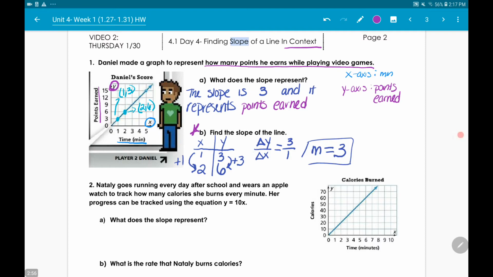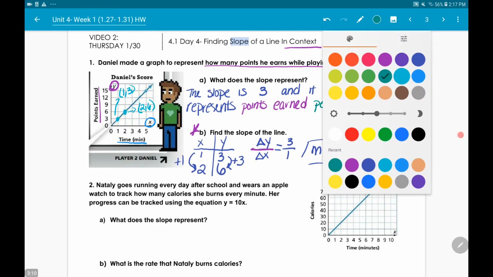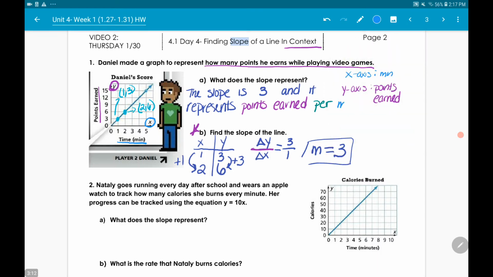Now it's dividing by x. So we're going to say points earned. We're going to add one little keyword here: per or every. And then what's our x value? Per minute. So that's what the slope represents in this problem. So his rate, the steepness of this line, is telling us the points earned per minute.